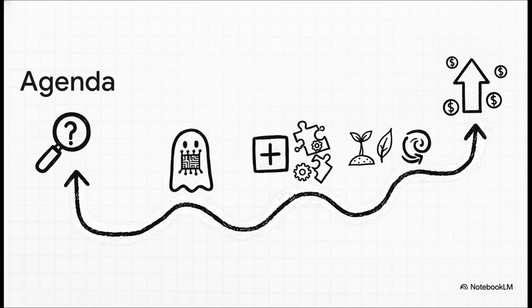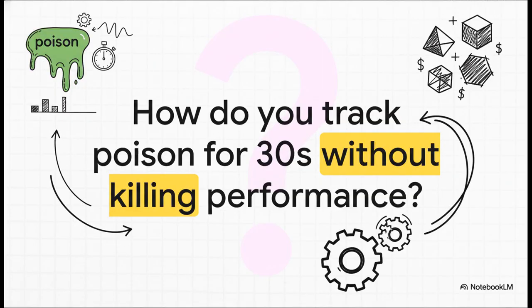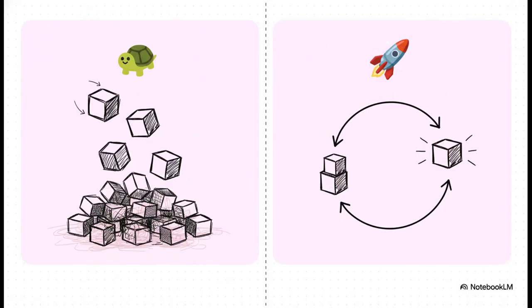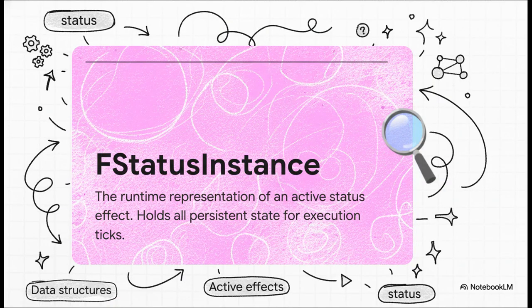it's so fast. So how does a game track something like Poison for 30 seconds without lagging? It's a huge performance problem. The slow way, make a new object for every single effect. The StatsX way is much smarter. And that solution is the F-status instance. It's a special structure that holds all the important data for an effect.